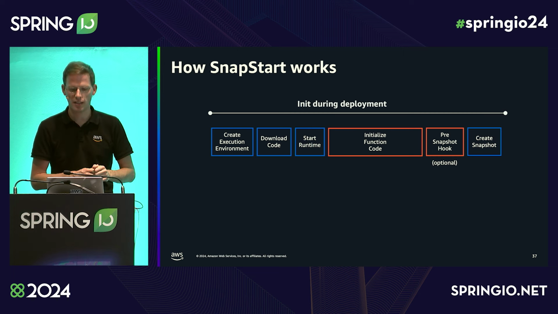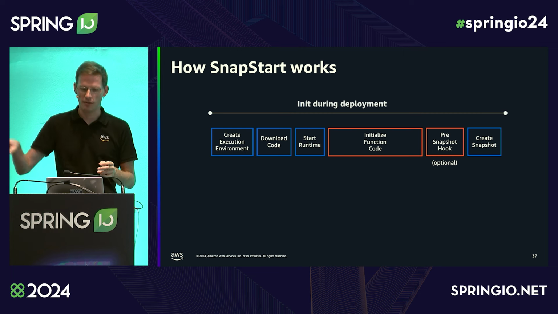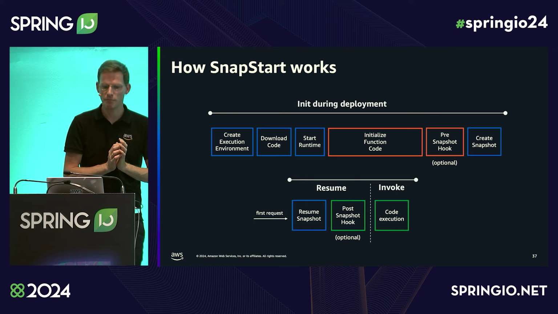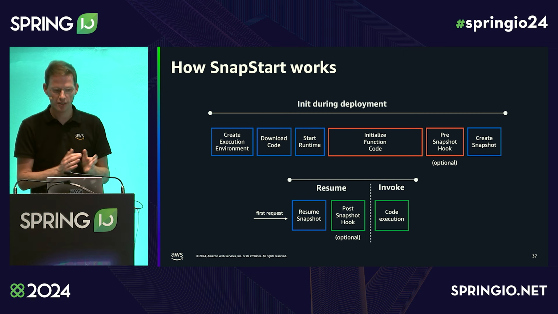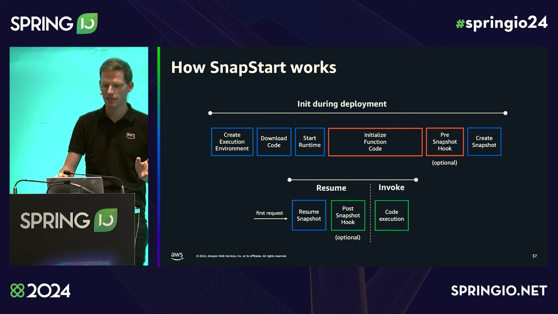We get to that in a second to see what they are useful for. And then we create the snapshot and store it somewhere. And once the first request arrives, that's something you see down here, we resume from that snapshot. We have the option to call a hook again in your code to notify you, and then we do the execution. And this is much faster.